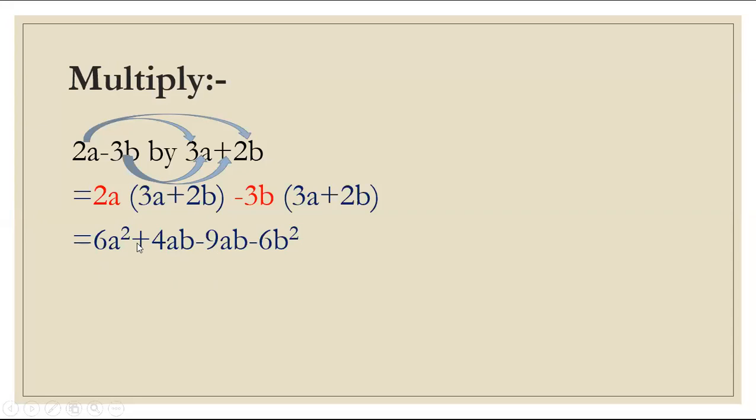Now 4 plus 4 minus 9. When the negative number is greater, answer will be negative. Remember, minus 9 is there. So we get the answer here. In the answer we get minus 9. 9 minus 4 is 5. We get minus 5ab. Minus 5ab and minus 6b square will be copied as it is.